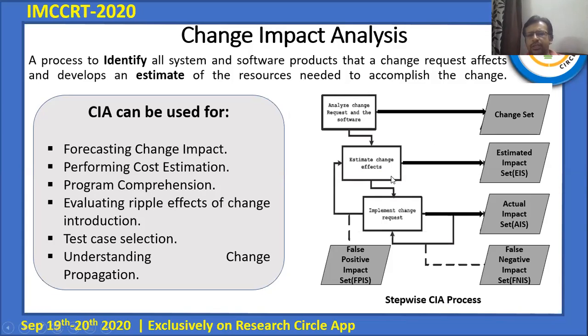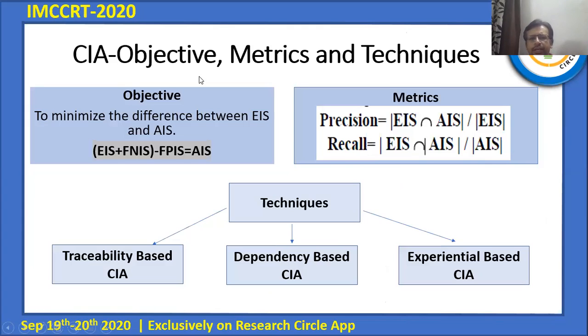This is the step-by-step change impact analysis process, which is globally followed by every researcher. It was proposed by Bohner. So different sets are created, like change set, estimated impact set, actual impact set, and false negative and false positive impact sets are also created in this, and artifacts are put into respective sets. Now, the objective of performing this change impact analysis is to minimize the difference between these two sets, EIS and AIS, by following this equation: EIS plus FNIS minus FPIS should equal AIS.